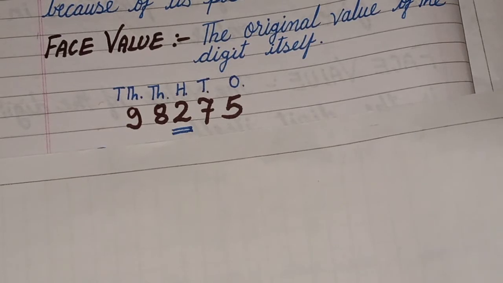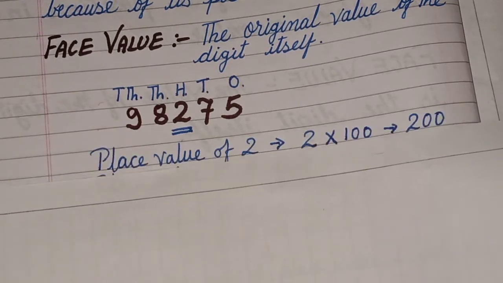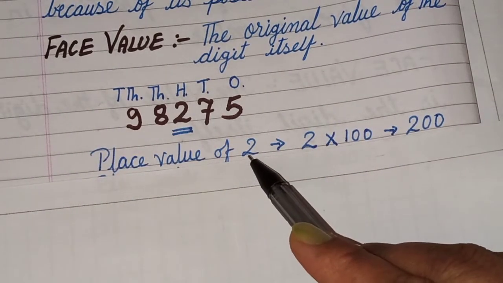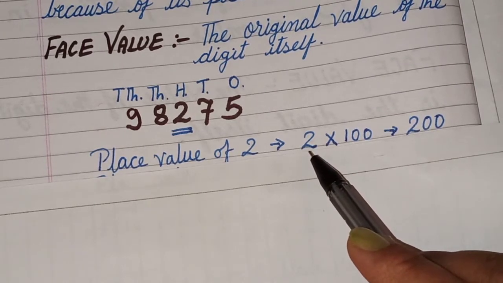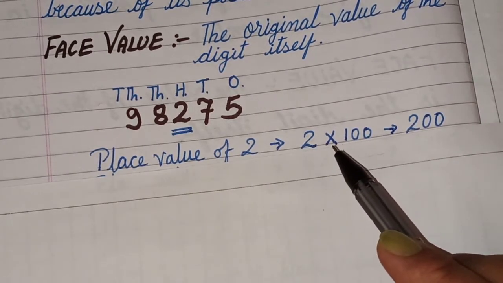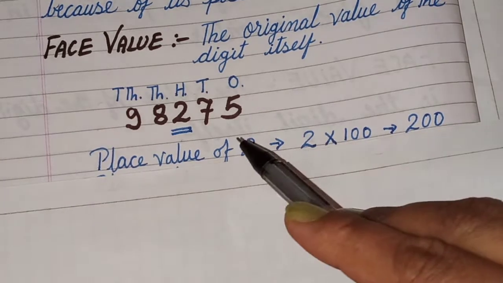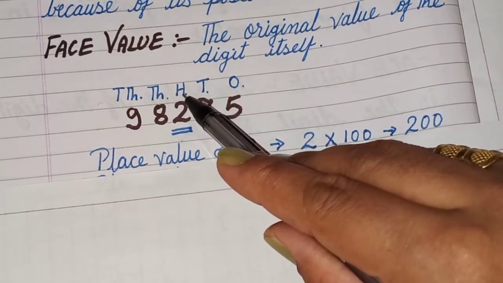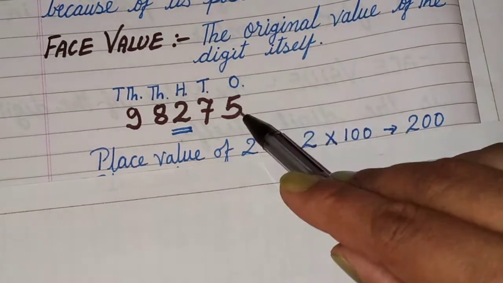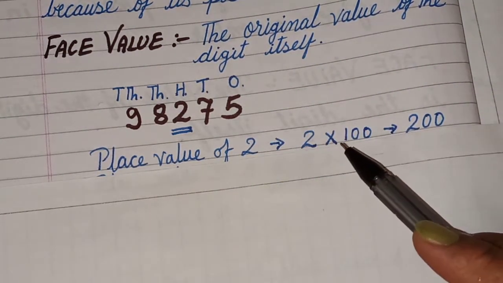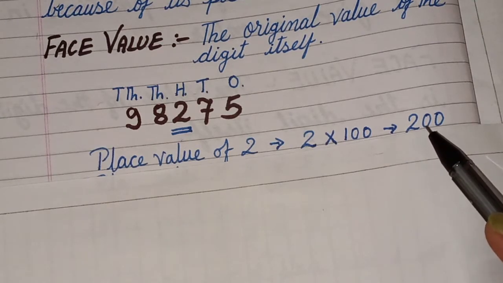So how do we write its place value? We have to write the place value of 2. To do that, first we write the digit, and then we multiply the digit with its place. As we can see here, 2 is at the 100's place, so 2 will be multiplied with 100. So in this number, the place value of 2 is 200.